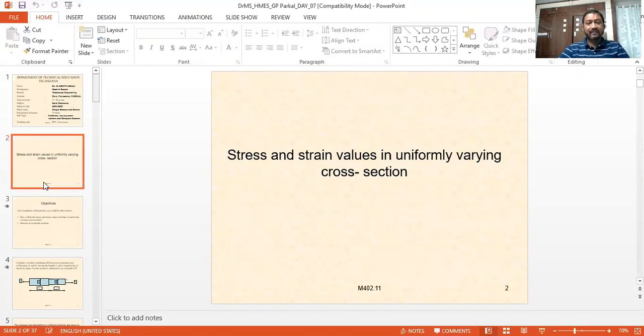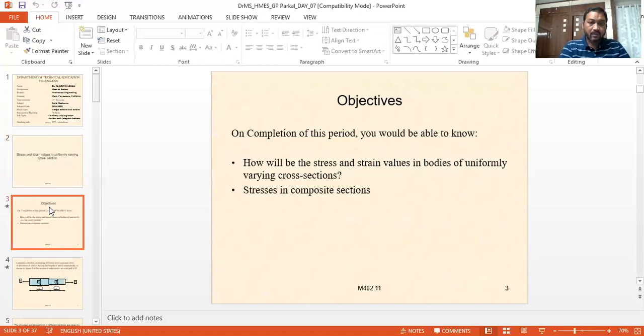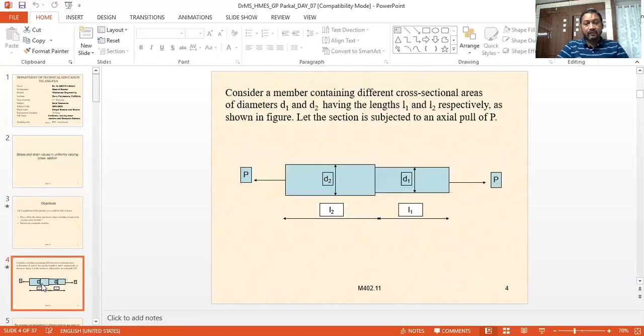First, we'll study the stresses and strains in uniformly varying cross sections. So our object is to study the stresses and strains in the bodies of uniformly varying cross sections and also in the composite sections. Now, what is a uniformly varying cross section?